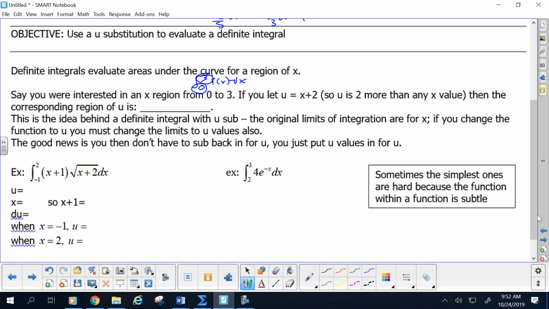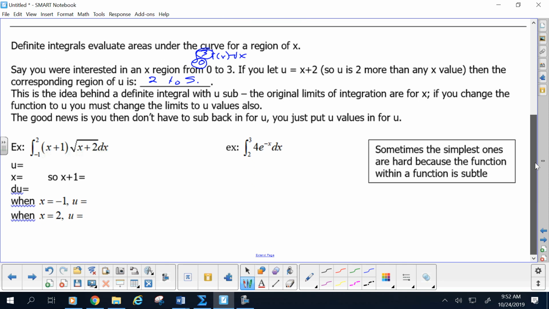So if u is 2 more than any x, then the region from 0 to 3 would change from 2 to 5. Now the good news is that you won't actually have to sub back, because the new limits will do it for you. Now, if you're thinking, what are you talking about? Let's just get into a problem and I'll show you what I mean.